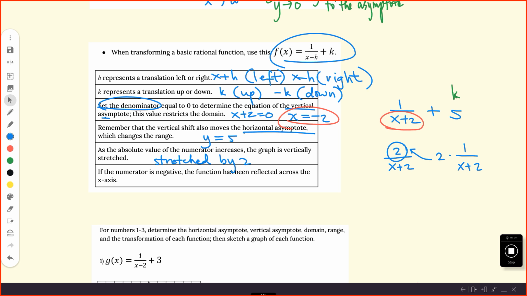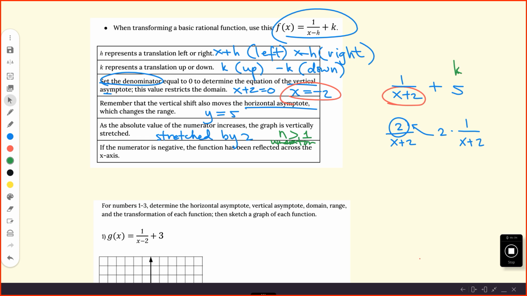by 2. So again, if the numerator is greater than 1, then you have a stretch, right? I'll just say n, numerator is greater than 1. I just write it that way because I don't want you to get confused with the degree. So numerator is greater than 1, there's a stretch. Now if the numerator is negative, then there is a reflection, okay? So let's say, for example, -1 over x plus 2, because of the negative sign, we say reflection in x, or flipped over x.